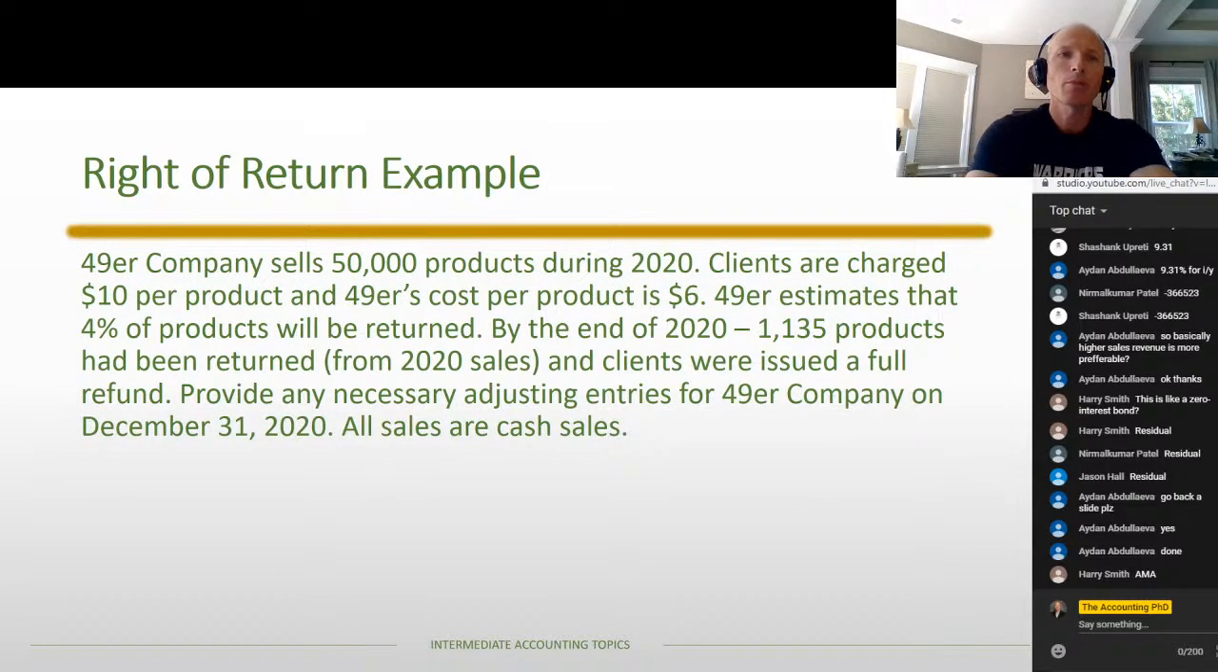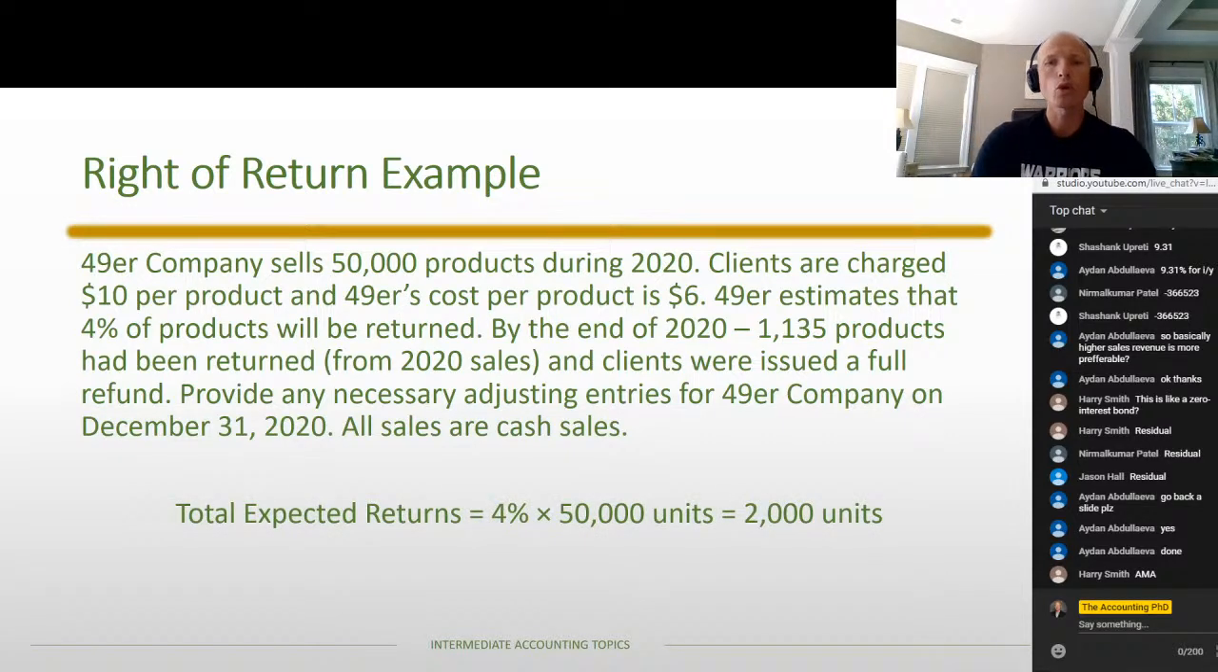So let's walk through an example. 49er Company sells 50,000 products during 2020. Clients are charged $10 per product and their cost is $6. They estimate that 4% of the products are going to be returned. By the end of 2020, 1,135 products have already been returned and they were issued a full refund. Now let's provide any necessary adjusting entries for 49er Company on December 31st, 2020, assuming that all sales are cash sales.